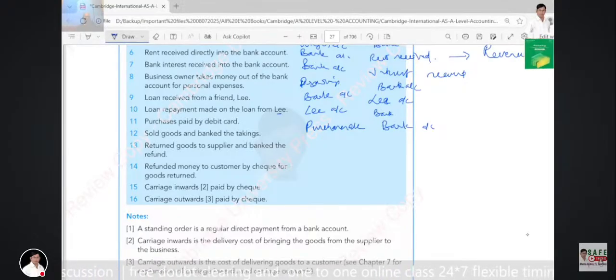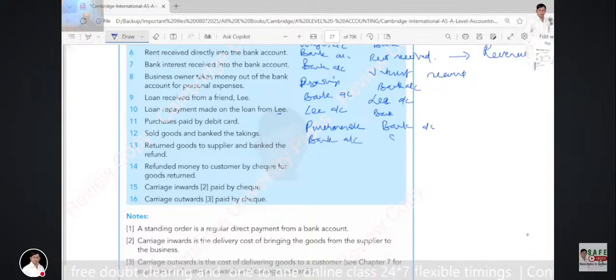Sold goods and banked the takings. So what is happening here? Money is coming into the bank. And what else is happening? Sales. Sales is a revenue. Sales is a credit. So credit all incomes and gains, revenue.